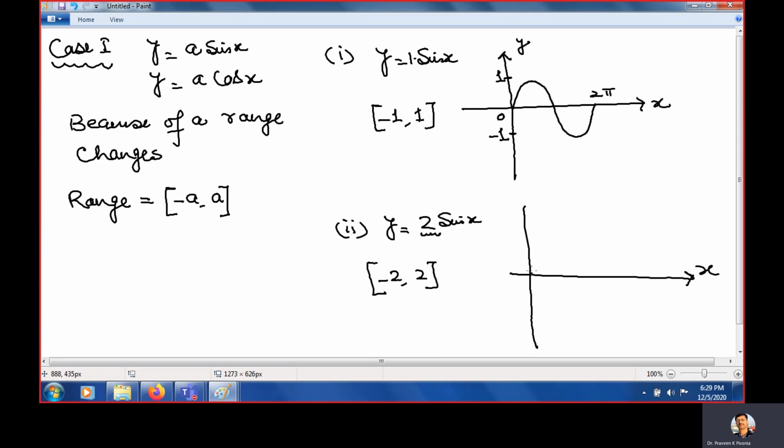You will notice, look, here the value is going up to 2. So here the minimum value is minus 2. So this is what a is changing. A is expanding the function. A expands its thickness. Clear? So this value is changing.